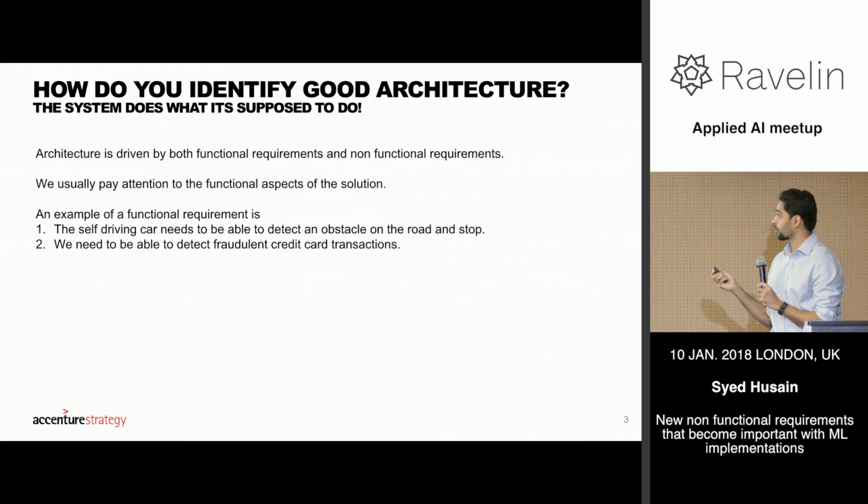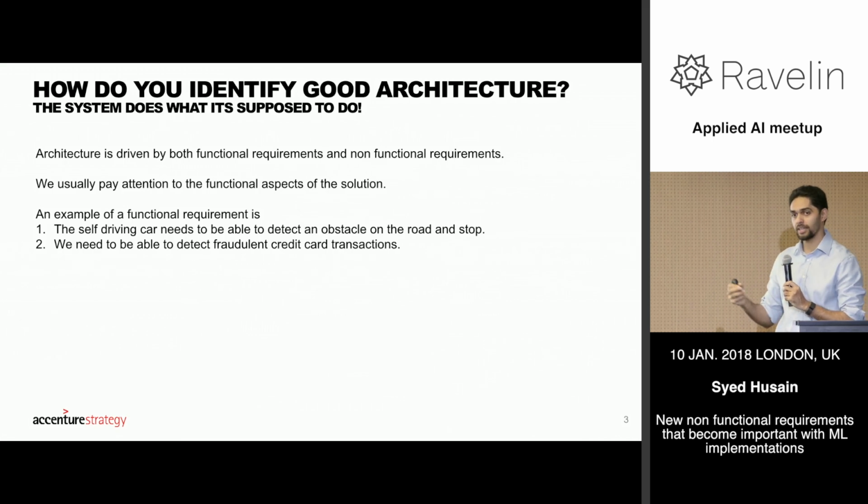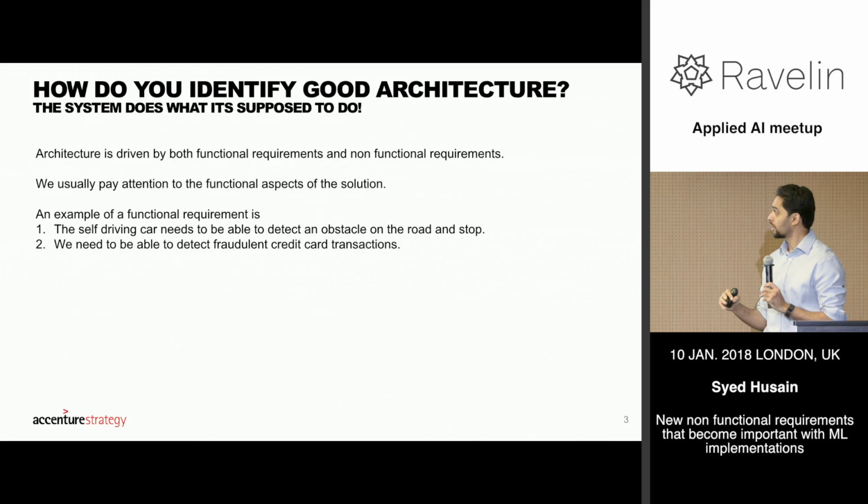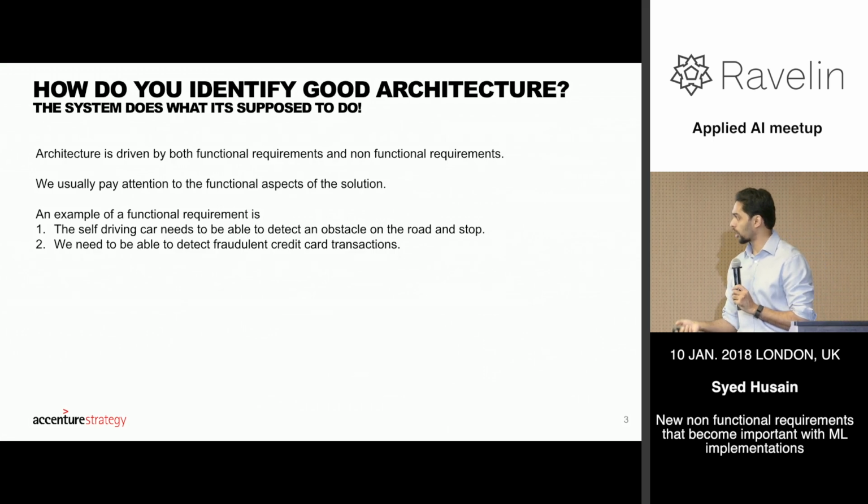So how do you identify good architecture, right? I've already sort of discussed this. It's architecture that basically meets the requirements. There are two types of things that we look at when we talk about architecture. We talk about functional requirements and non-functional requirements. And both of these examples have been touched on today, right?